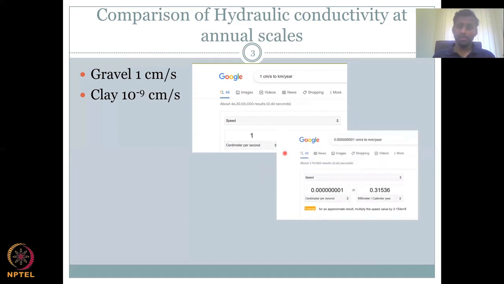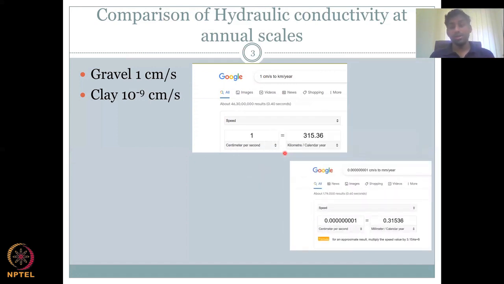Moving on, let's take the clay example, and you'll be surprised that 10 power minus 9, 8 zeros and a 1, is equivalent to 0.3 millimeters per year. So you're not even moving a centimeter in a year. If you take clay and groundwater is in the clay layer, and you're recharging it through rainfall or your imagined activities, water does not move that fast. It does take a long, long time.